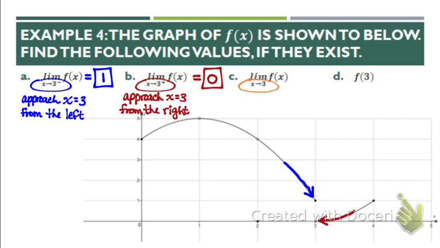When I look at the notation on part C, I don't see a little plus or a little minus. What does that mean? Both sides. We are going to approach x equals 3 from both sides.